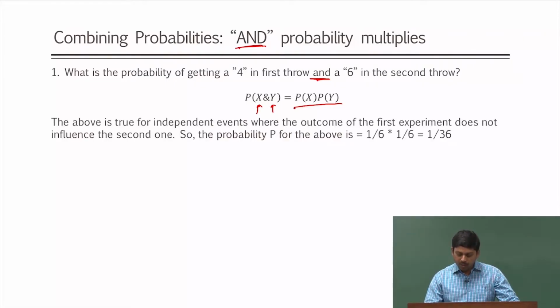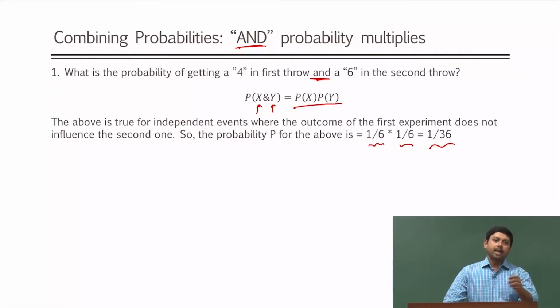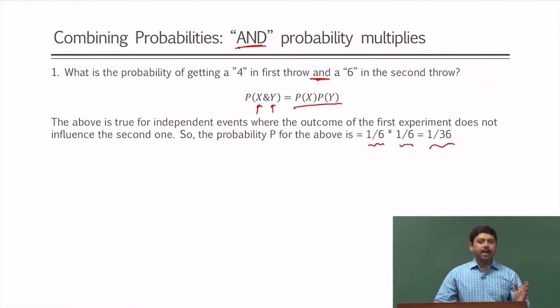So, we know the probability of x, right, that is 1 by 6, and the probability of y also is 1 by 6, therefore, the probability is 1 by 36. So, similarly, what is the probability of getting 2 heads in a row? Half into half, 1 by 4. 3 heads in a row, half into half into half. So, what is the probability I will get 10 heads in a row? That means first toss head and second toss head and third toss head and fourth toss head and fifth toss head, like that up to the 10th toss, it will be 1 by 2 to the power 10. So, AND probability is multiplied.